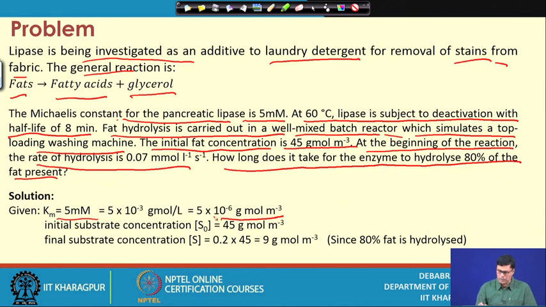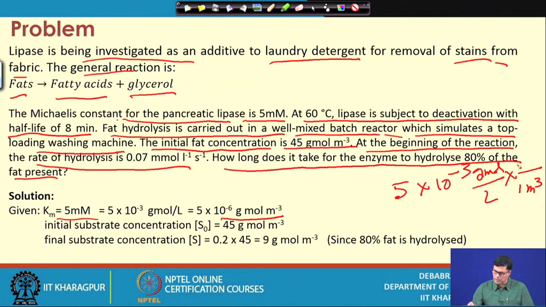I hope you understand this conversion: 5 into 10 to the power minus 3 gram mole per liter. Am I right? So how do you convert? I told you, if you want to convert into cubic meter, you write 1 cubic meter. Am I right? 1 cubic meter is how much? It is 1000 liters.